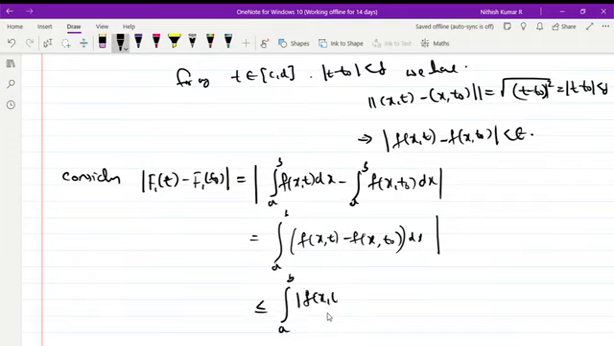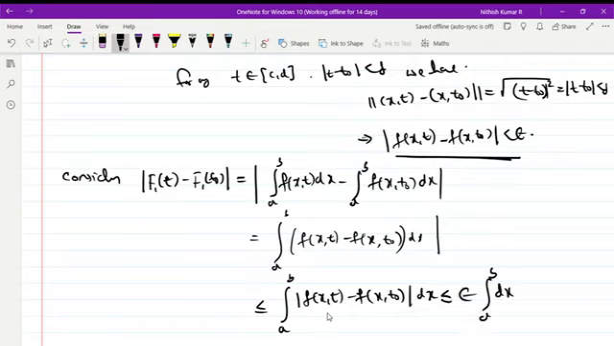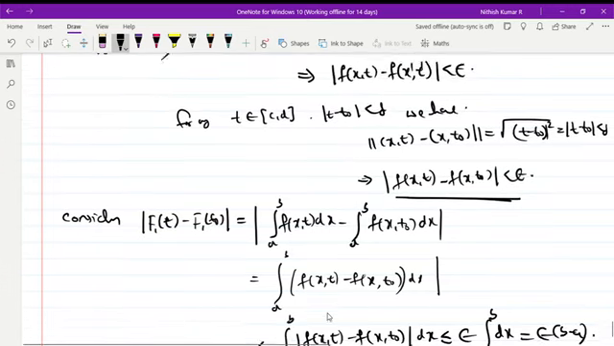Now, using the properties of the integral and modulus, we get it is less than or equal to the integral from a to b of modulus of f(x, t) minus f(x, t naught) dx, which is less than or equal to, since modulus of f(x, t) minus f(x, t naught) is less than epsilon, epsilon times the integral from a to b of dx, and that is nothing but epsilon times (b minus a), whenever modulus of t minus t naught is less than delta.